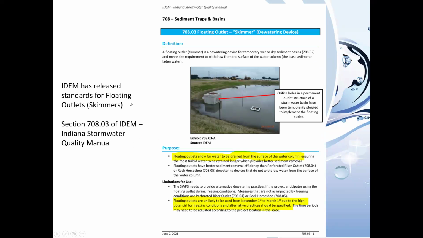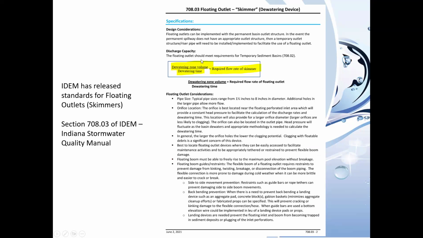Indiana has now released their standards for floating outlets or skimmers. That's in section 708.03 of the IDM manual. Again, they have it specified there. And they also talk about the freezing conditions, so you do alternative practices. What we typically see on that is you put in maybe a perforated riser, maybe a French drain or something with a valve on it that you can cut on or off as needed if the skimmer has to come out or the skimmer's just frozen. Again, same information we talked about, the fundamentals.